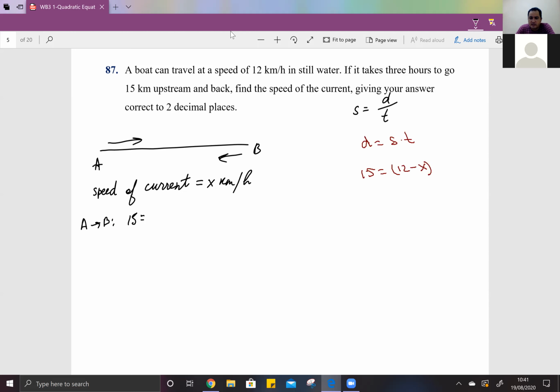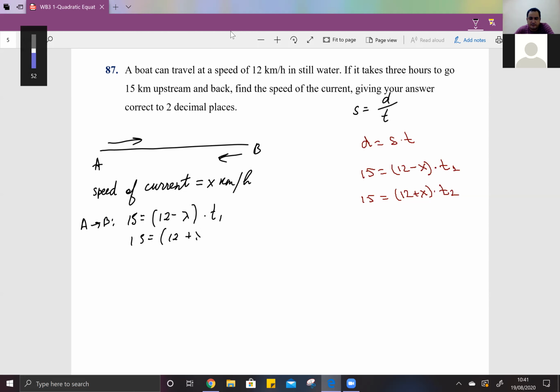And the time, let's say, is T sub 1. And when it is coming back from B to A, now the boat is traveling in the same direction as the current, so it will actually move much easier. So it will be 12 plus X times T sub 2, right? And what we know here is T1 plus T2 equals 3 hours. That is 3.